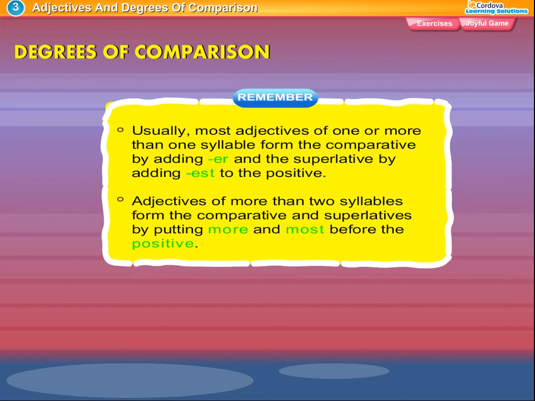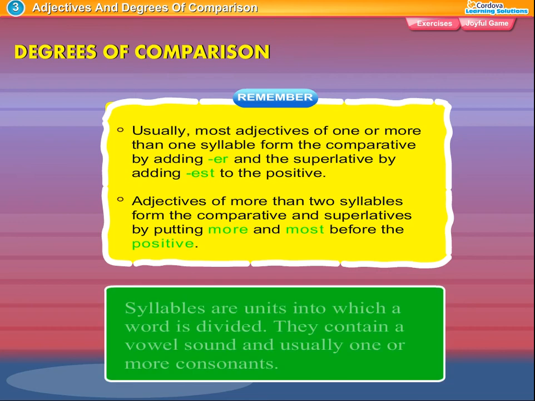Adjectives of more than two syllables form the comparative and superlatives by putting more and most before the positive. Syllables are units into which a word is divided. They contain a vowel sound and usually one or more consonants.